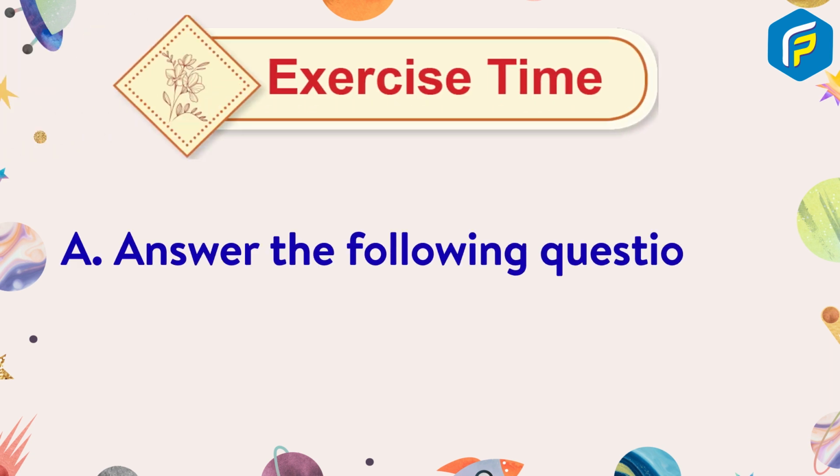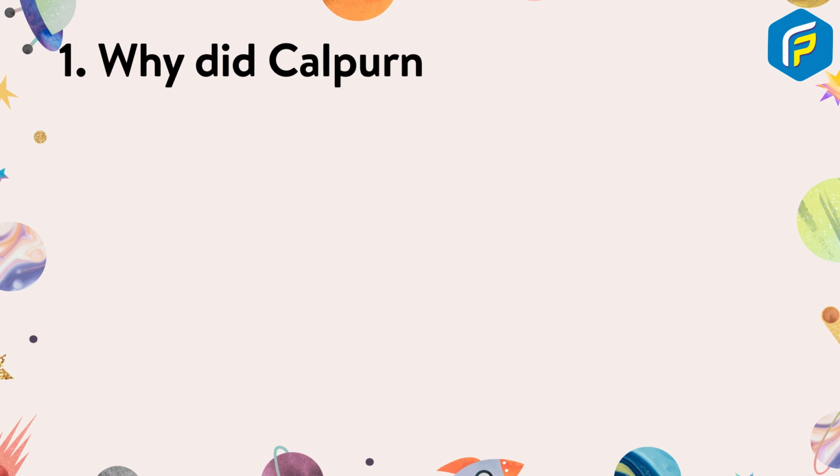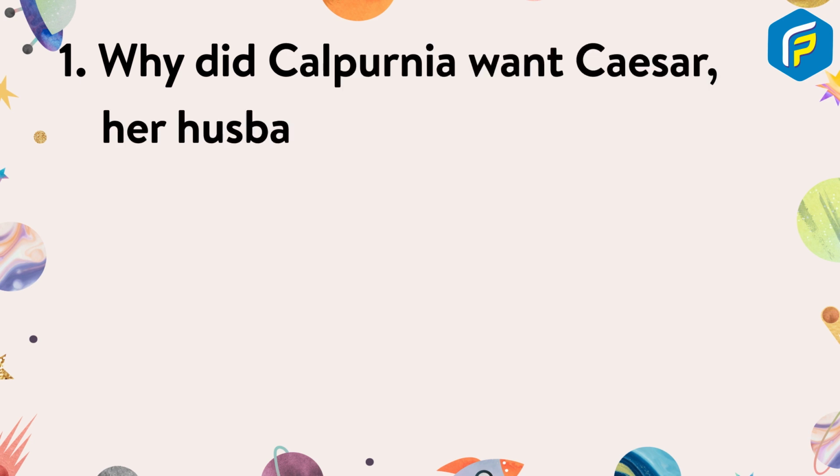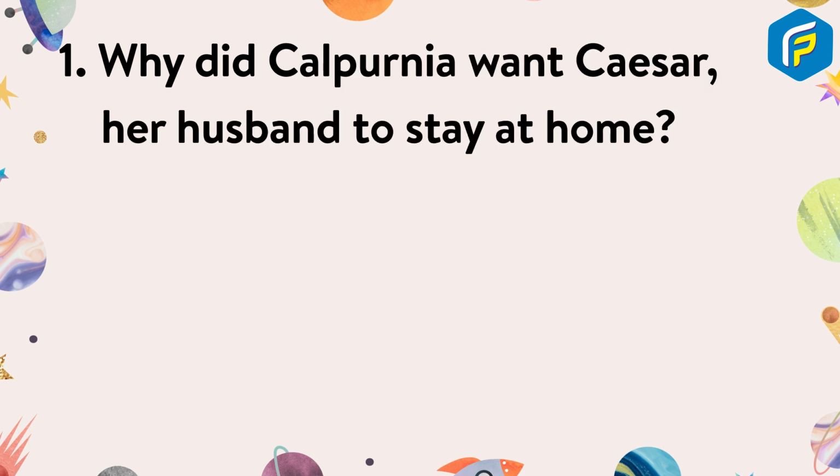Answer the following questions. 1. Why did Calpurnia want Caesar, her husband, to stay at home? Answer. She has never attached much importance to omens, but she is frightened of them today. Many unusual things have been witnessed and reported. A lioness has given birth to her young ones on the street of Rome. Graves with dead bodies have opened wide. Soldiers have been fighting among the clouds. Their blood fell like rain upon the Senate House in the capital.